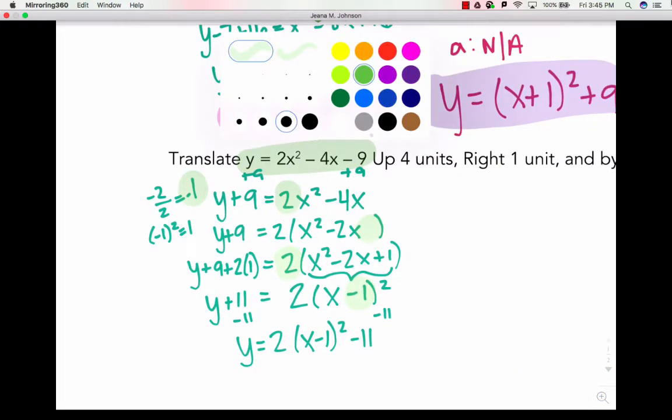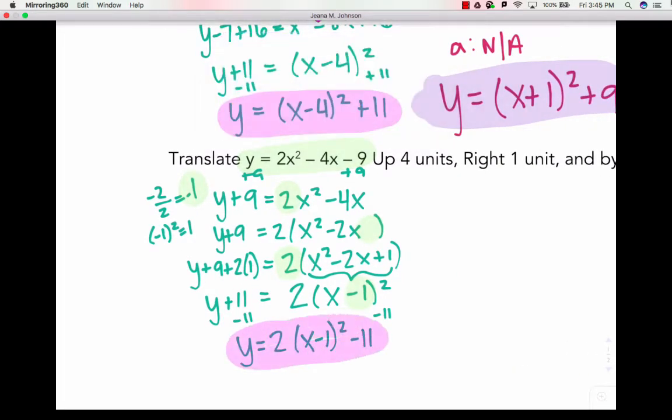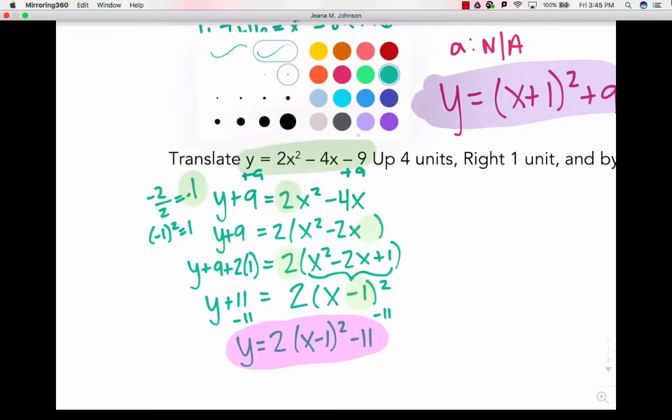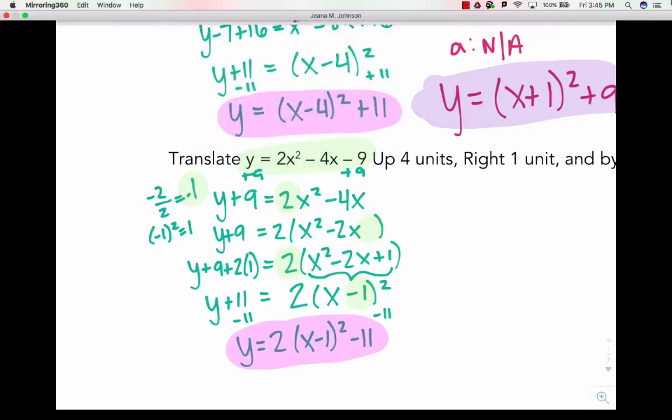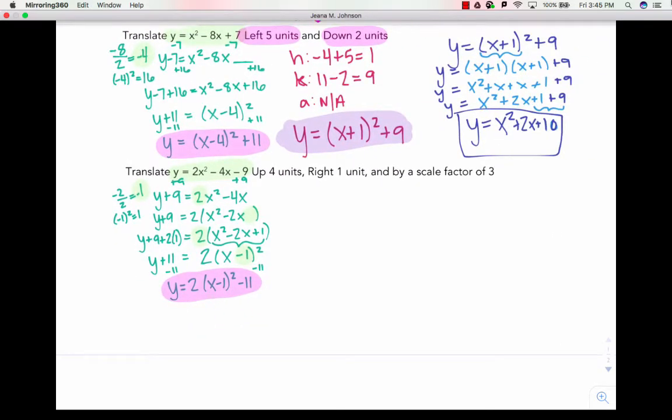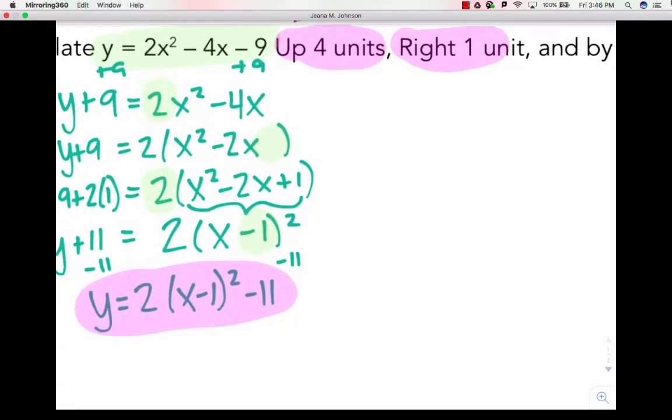Now I'm going to use this new form, and I'm going to apply the translations that happen. So it's going to move up 4, right 1, and then it's going to be dilated by a scale factor of 3. So thinking about what happens here, my h is negative 1, and when it moves right 1, because h is left and right, moving right means that we're going to subtract. So I have negative 1 minus 1, which is negative 2.